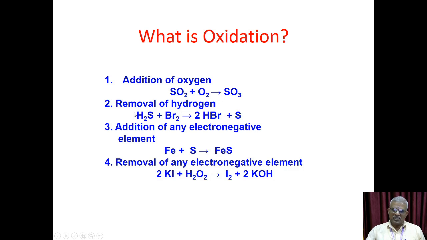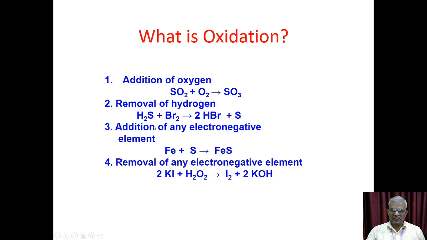Now removal of hydrogen. Here is hydrogen sulfide gas. The oxidation state of sulfur is -2. Now bromine is used here as the oxidizing agent. Because of this, your hydrogen sulfide gets oxidized to sulfur. Here the element sulfur has an oxidation state of 0. So the removal of hydrogen is also oxidation. Sulfur at -2 gets oxidized to 0.